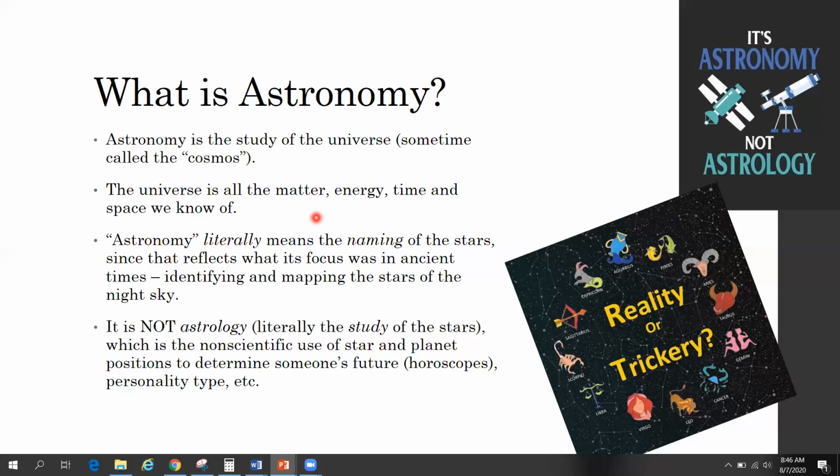Now, one thing that a fair amount of people still get confused about, even, I talk with educated adults, and sometimes people still get mixed up about this. Astronomy is not, as you can see here, astrology.